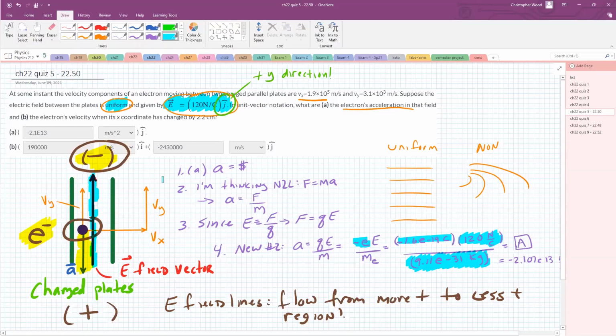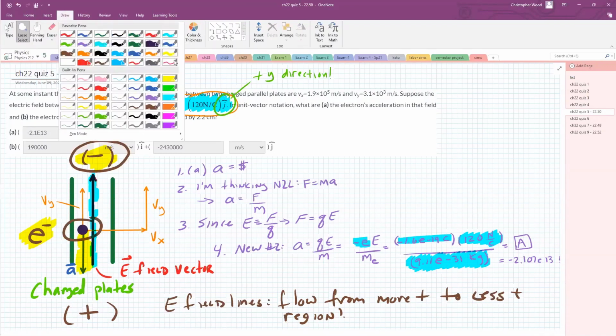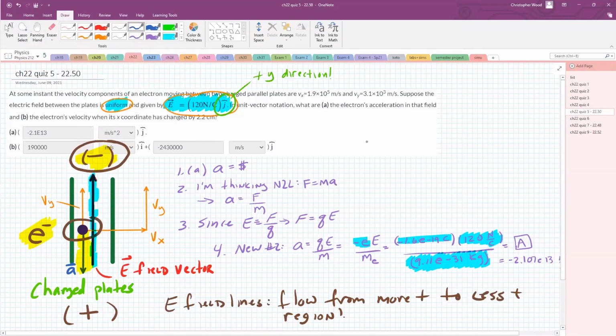Part B says, what happens to the electron when its x coordinate changes by 2.2 centimeters? So let me just stay here on the page and just do kinematics. This goes back to your other physics class. All right, so I'm going to do step 5. Part B wants the following.